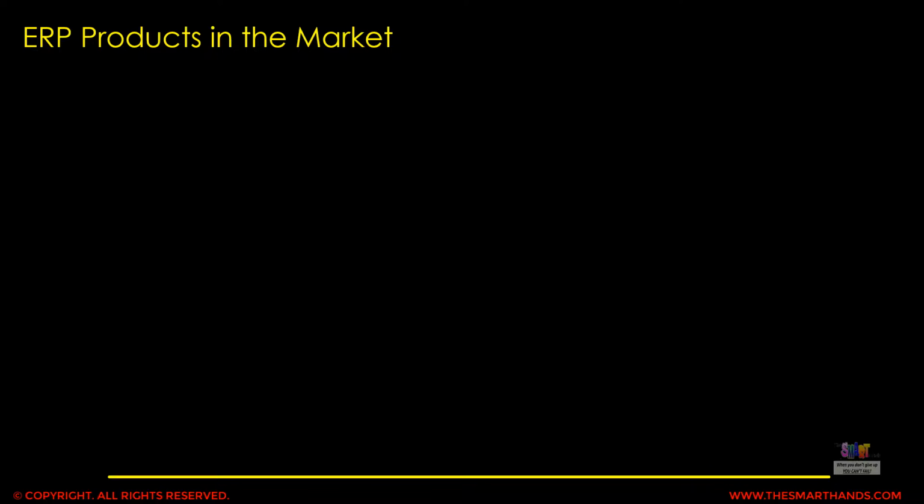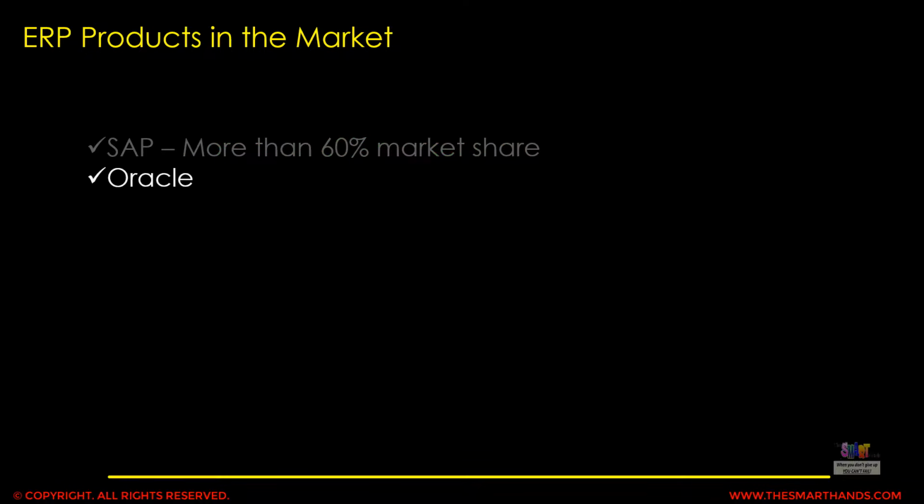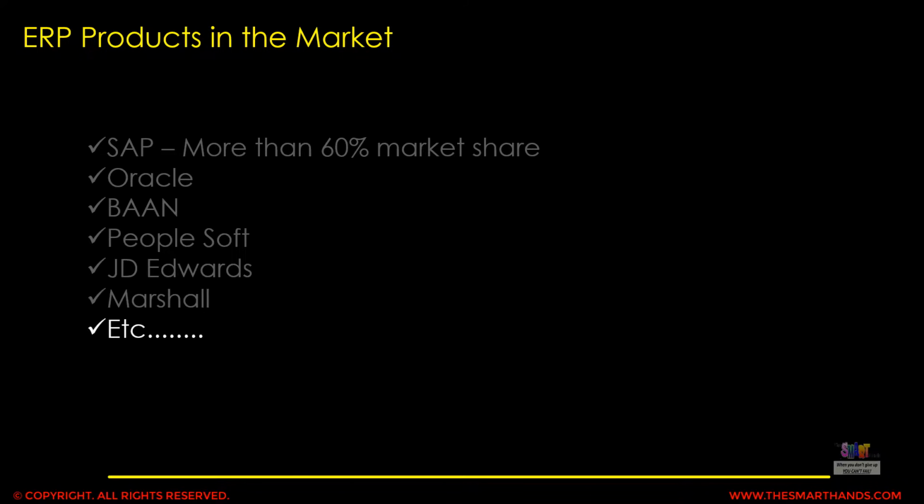Let us quickly look at the ERP products in the market. SAP is the number one product in the market, with more than 60% market share. Then we have some other software, for example Oracle, BAAN, PeopleSoft, JD Edwards, Marshall, and some other small software. They are basically used for small companies, but SAP is basically used in medium to large organizations.